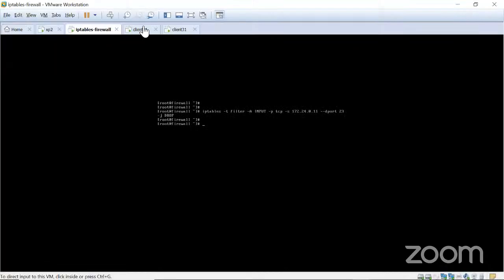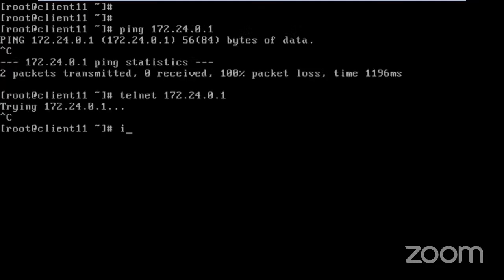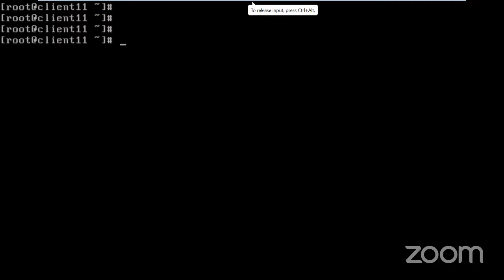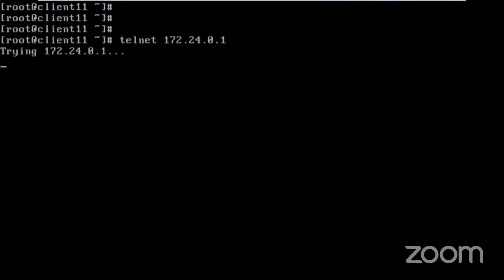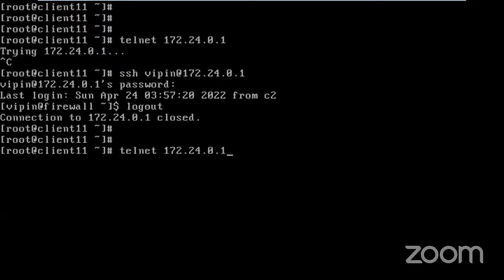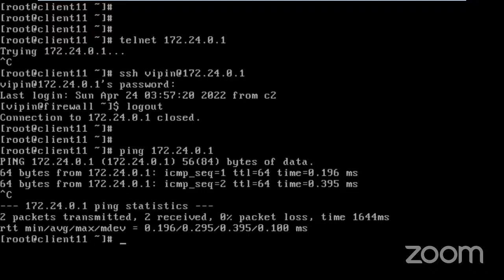Now let us check. So I will go there, to the 11 system. Please remember this system. What is the address of this system? It is 172.24.0.11. So let us telnet. Now telnet is not working. But what about SSH? SSH is working. And what about ping? Ping is also working. That means for the 11 system, we are not able to telnet.